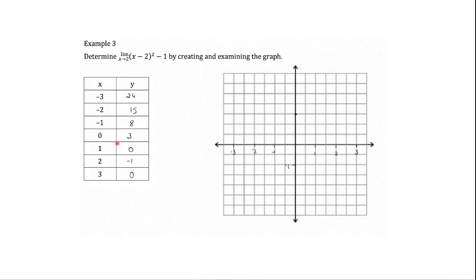Okay. When x is equal to 1, y is equal to 0. When x is equal to 2, y is equal to negative 1. And when x is equal to 3, y is equal to 0 again. And so now here, connecting these dots. There we go. We have our parabola. And there we go, that's a bit better. All right, so now we have our parabola.